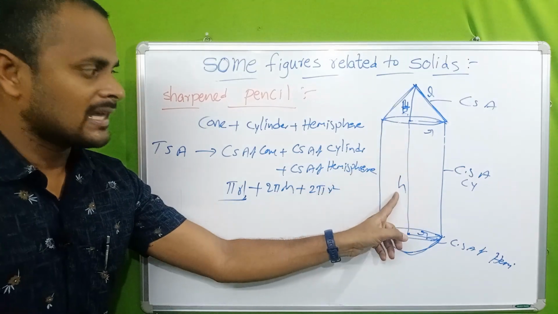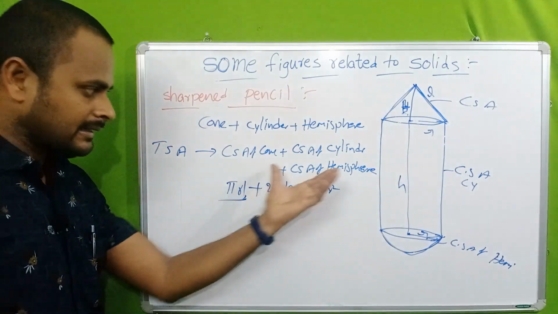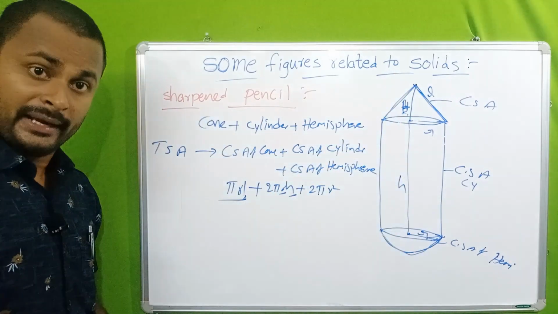R is the radius and h is the height of the cylinder. In this way, you have to measure the total surface area of a sharpened pencil.